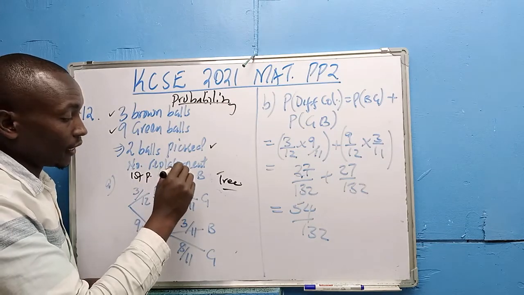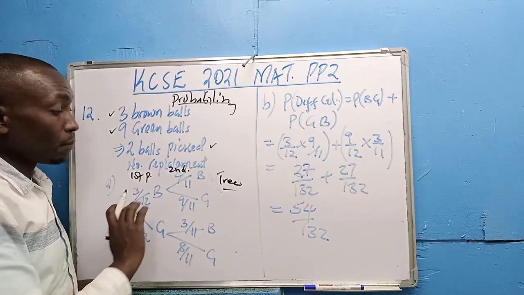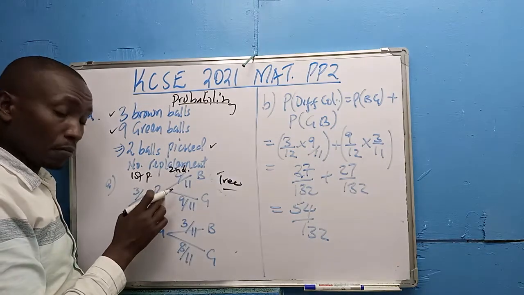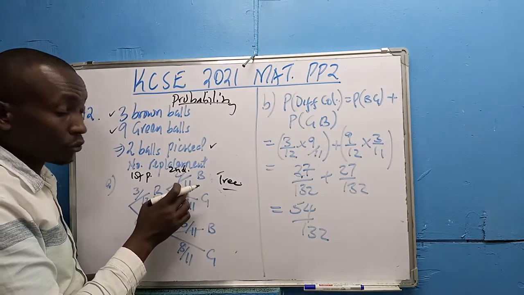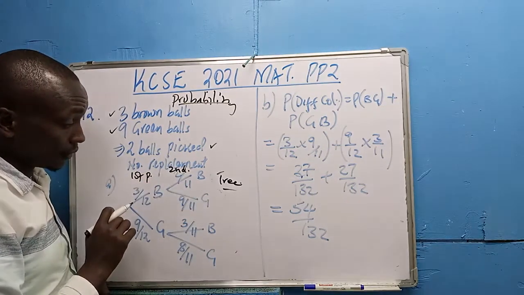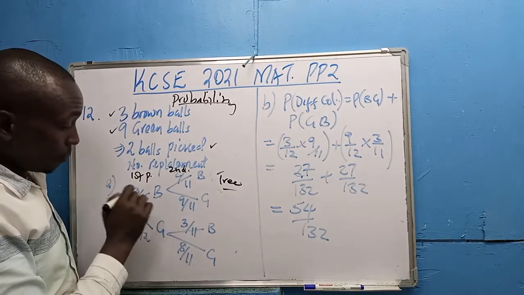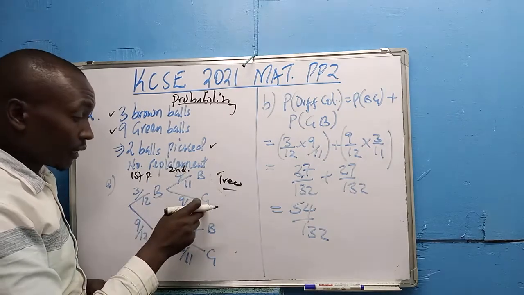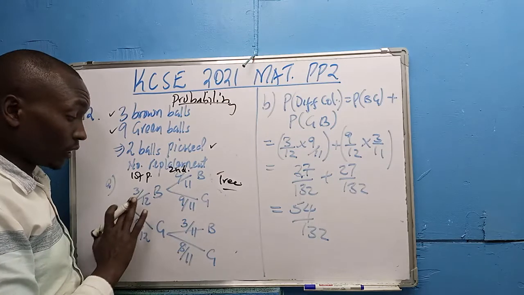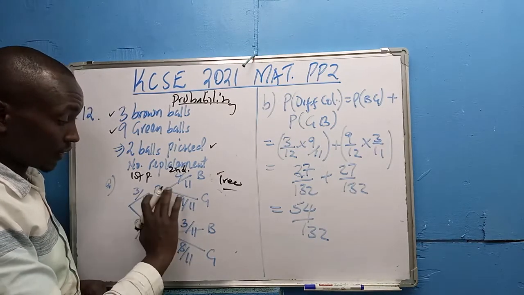If we go for the second picking, the probability of picking a brown ball, remember the first picking was a brown one, so it will be 2 out of 11. Even the total number of balls has decreased. Then the probability, the second picking of picking green, will be 9 out of 11. There are still 9. We have not touched the green ball in the first picking.